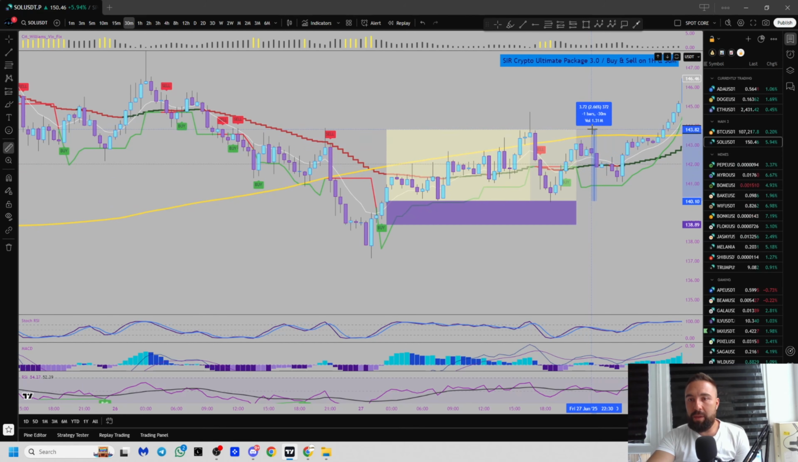But if it goes to the upside, 2.68% times 50x leverage, you're gonna make about 130%. So your 100 is gonna be 230.